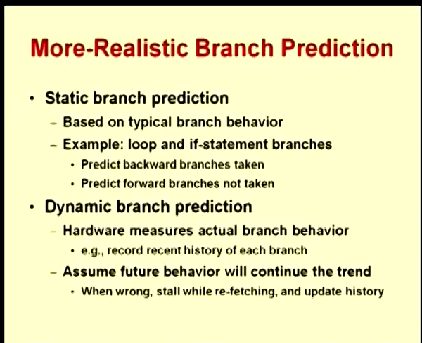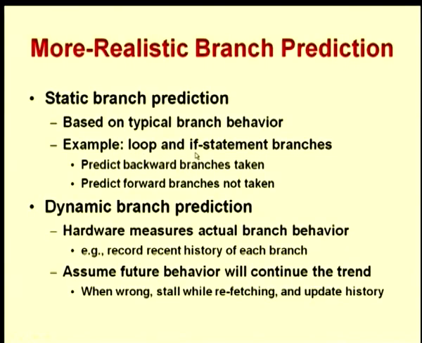And how would the compiler know what will be the actual behavior of a branch? This is based on typical branch behavior. One of the thumb rules that we use is like this. For example, if you look at loop and if statement branches, you predict the backward branches as mostly taken, and if it is a forward branch, we will predict it as not taken.